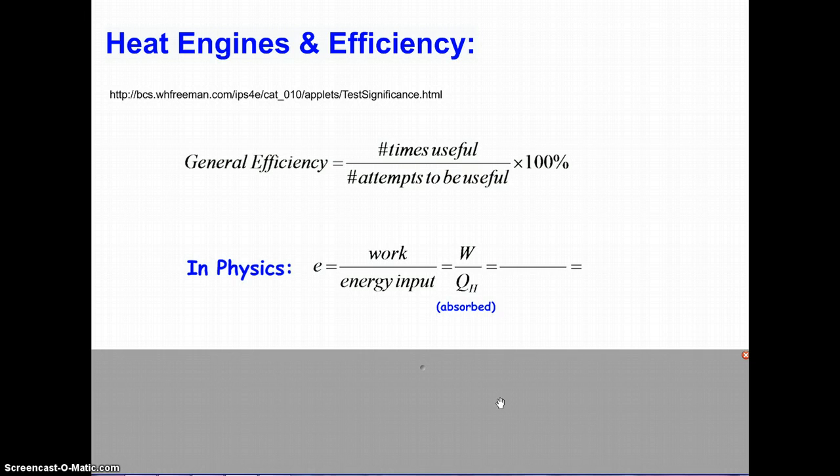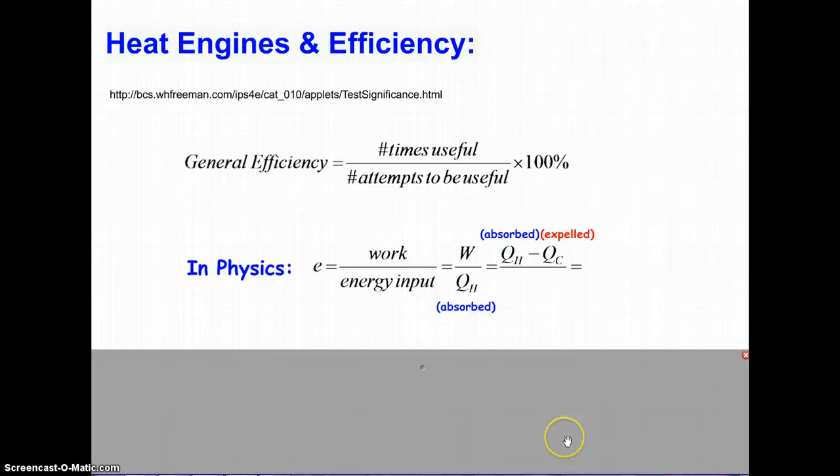Now, another way to think about work is that it would be the total amount of energy available to do work minus the energy wasted, not available to do work. We call this QH minus QC. QH, again, is the energy absorbed from the hot reservoir, the total amount of energy available to do work. QC is the amount of energy expelled to the cold reservoir, or in other words, the amount of energy wasted that was available to do work but was expelled to the cold reservoir instead.